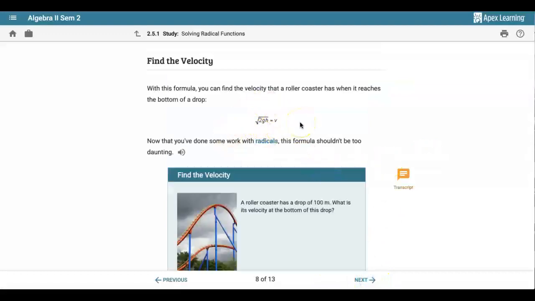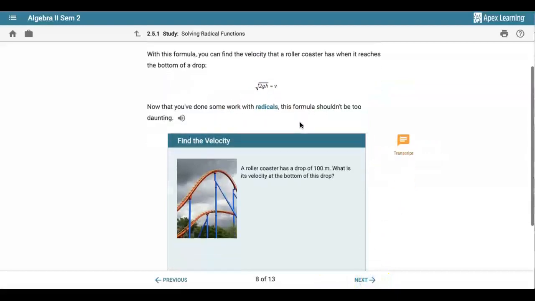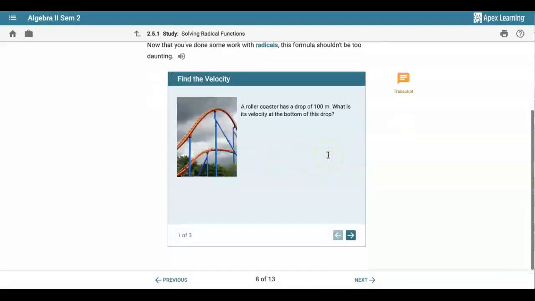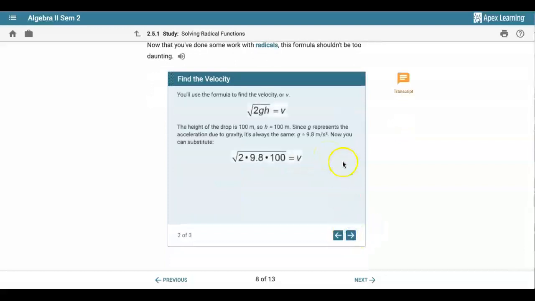Just wanted to show you how we got there. But if it has a drop of 100 meters, what's its velocity at the bottom of this drop? Looking at our equation, like I said, we have 2 times 9.8, because 9.8 is this factor of g. It's never going to change. That would be something that I would give to you on your test.